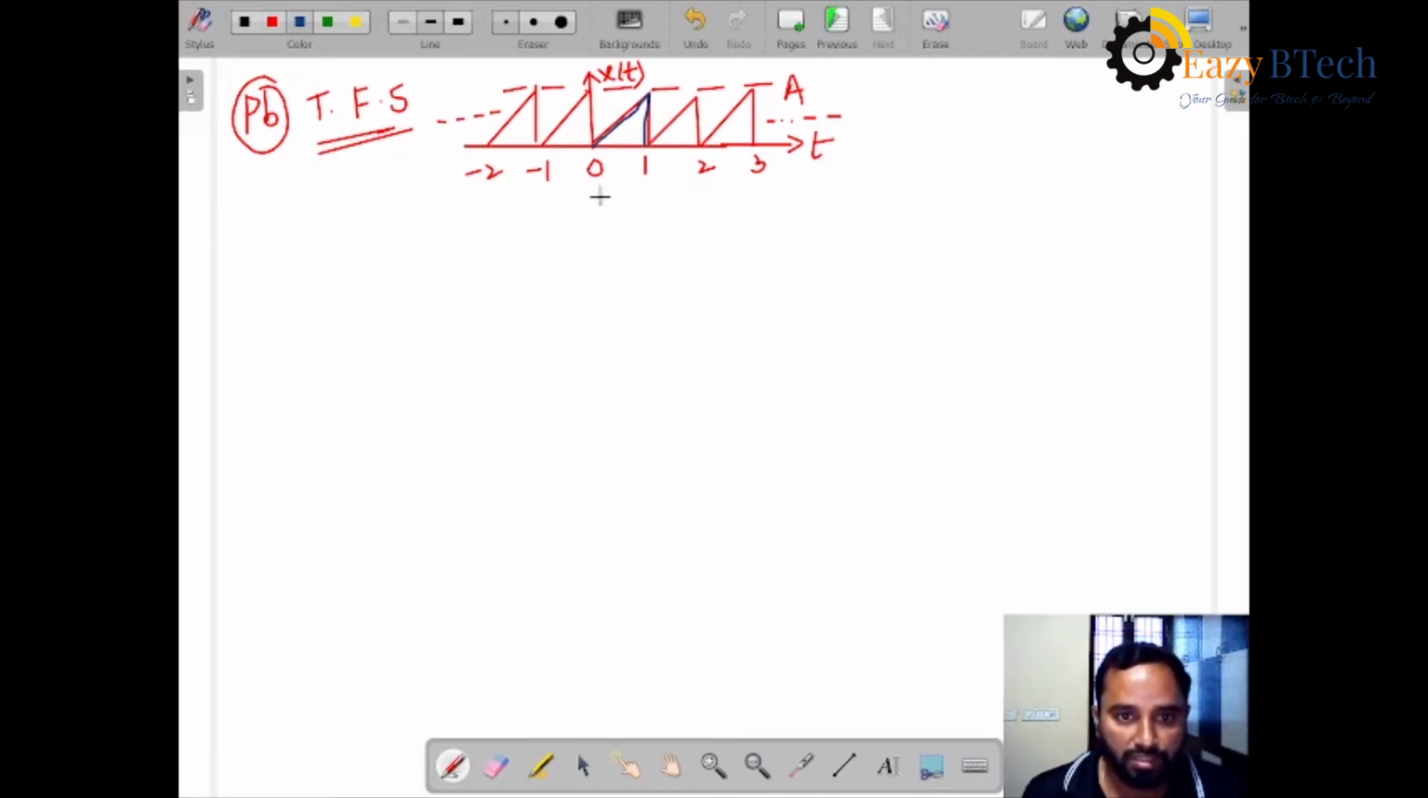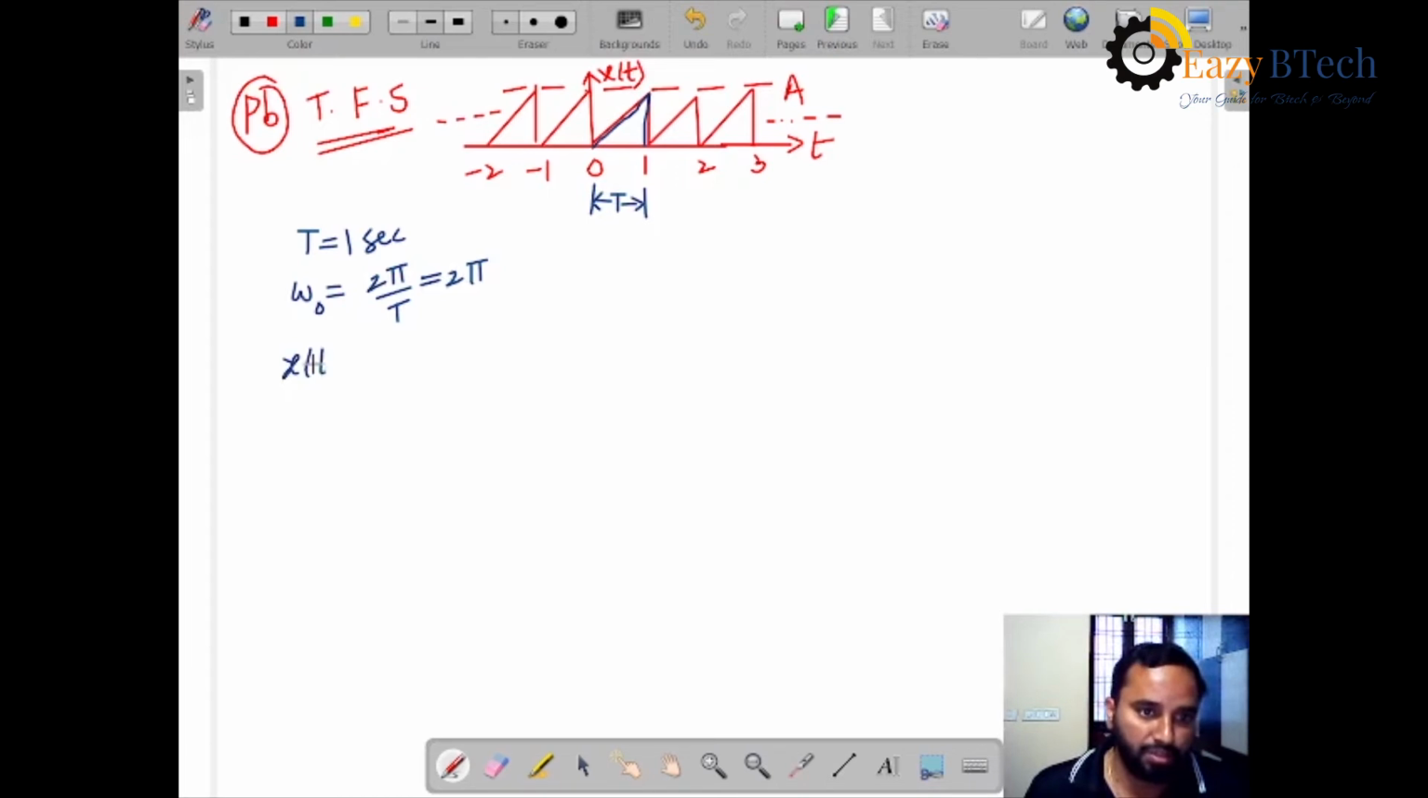So the time from 0 to 1 is one cycle, which is the time period, capital T, equal to 1 second. Next, after identifying the time period, go for frequency. So omega naught is equal to 2 pi by T, which is equal to 2 pi. Right? And after T and omega naught, we should write the definition of x of t.